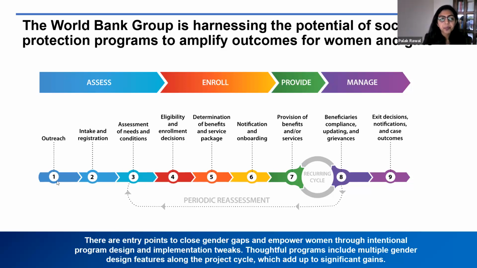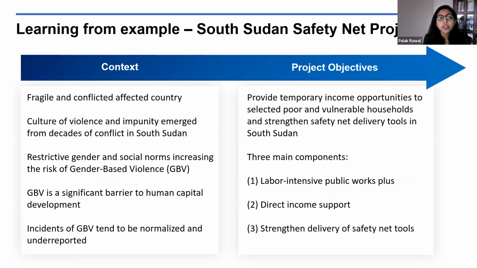Next slide, please. I will now spend a few minutes to share one detailed example from a safety net project that we've been supporting in South Sudan. South Sudan, as we know, is a fragile and conflict-affected country with limited capacity and resources. Gender-based violence is a significant barrier to human capital development and poverty reduction in South Sudan and undermines the effectiveness of social protection programs. About 65% of women and girls in the country are survivors of physical and sexual violence at some point in their life, with majority of them experiencing it for the first time before they turn 18.